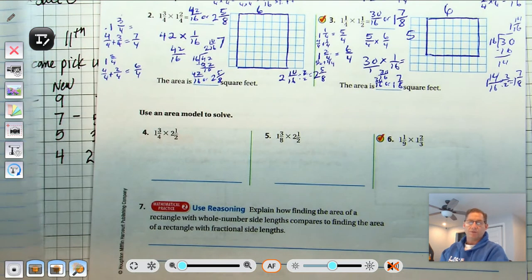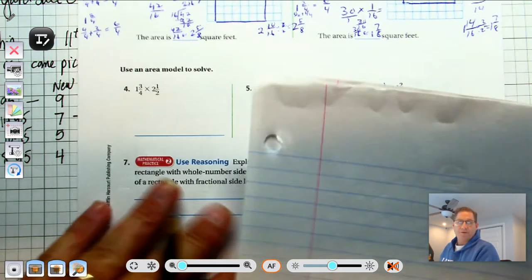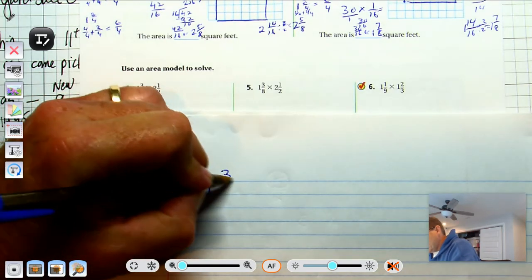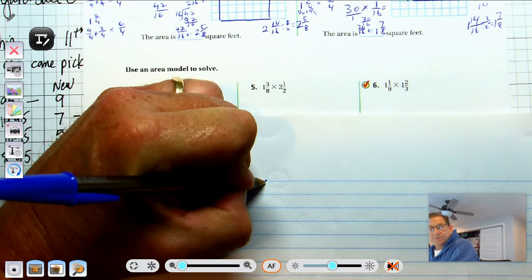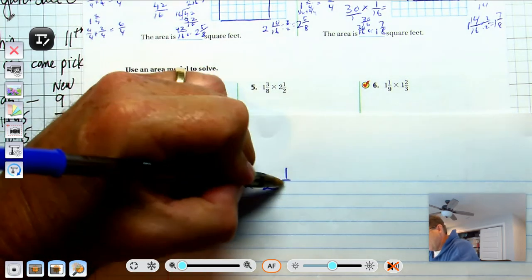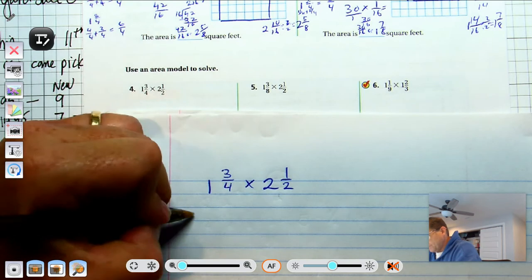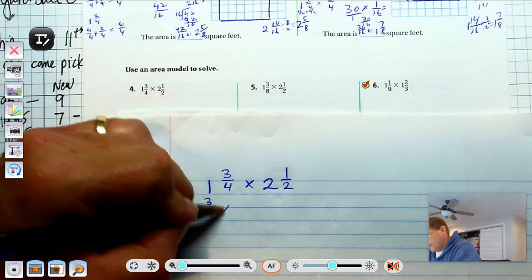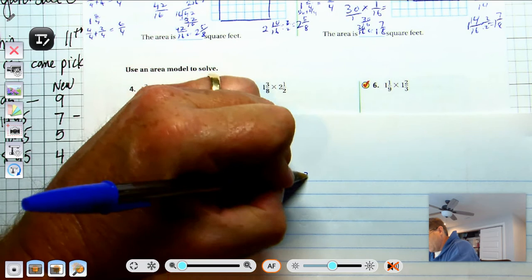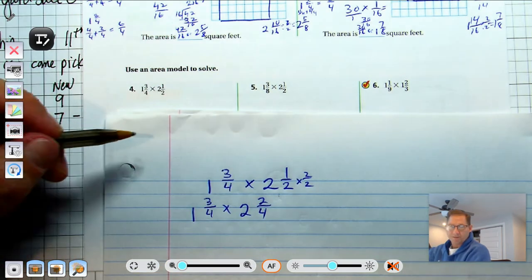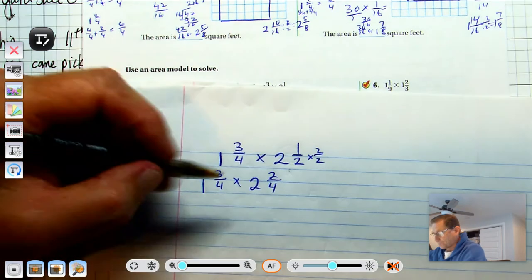All right, number 4. Use an area model to solve. We have 1 3/4 times 2 1/2. So let's make the halves into fourths. Multiply 2 1/2 by 2 over 2. And so we'd have 1 3/4 times 2 2/4.